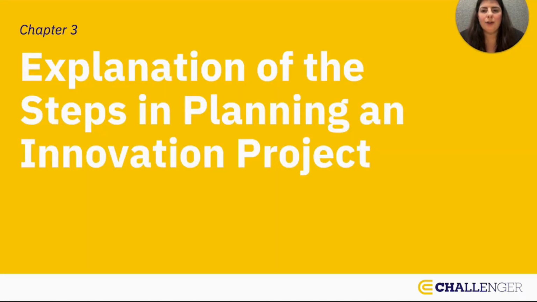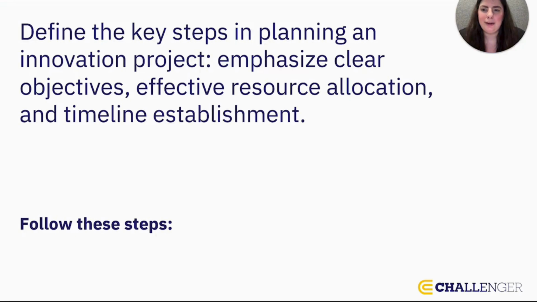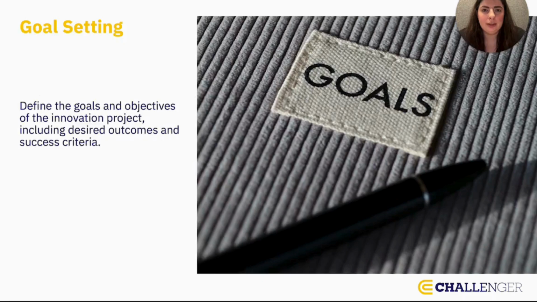Then we go over the explanation of the steps in planning an innovation project. There's also a very crucial step, and you can think about some things here, and I'm going to show you right now. Firstly, let's define the key steps in planning an innovation project. We have to emphasize clear objectives, effective resource allocation, and the timeline establishment. You can follow those 4 steps.